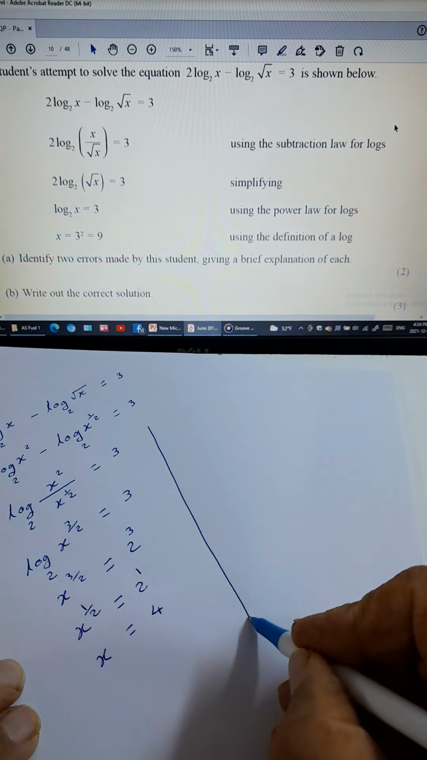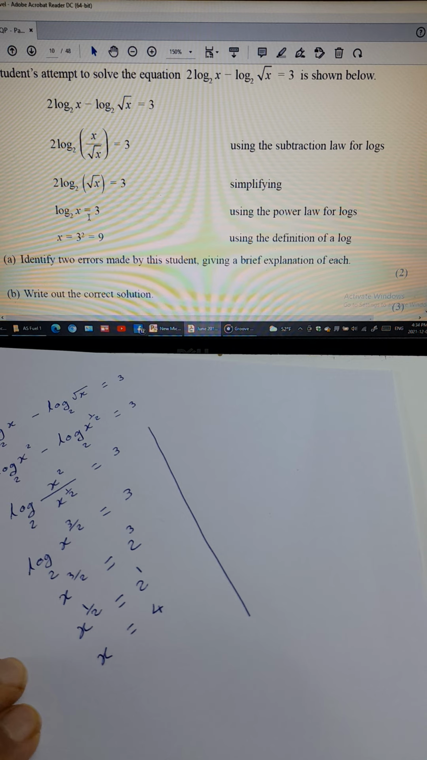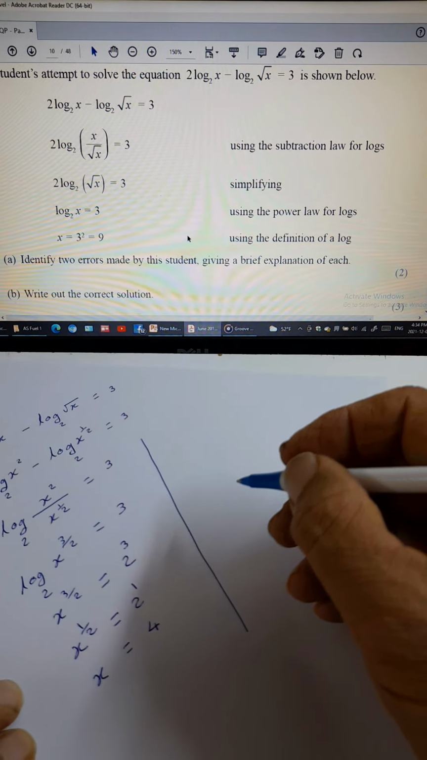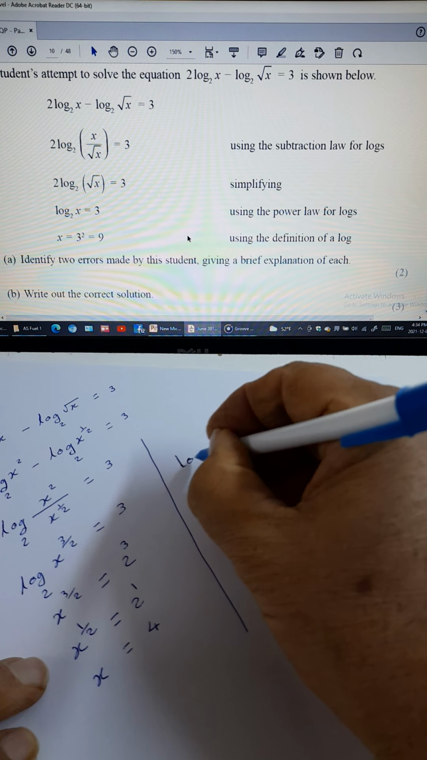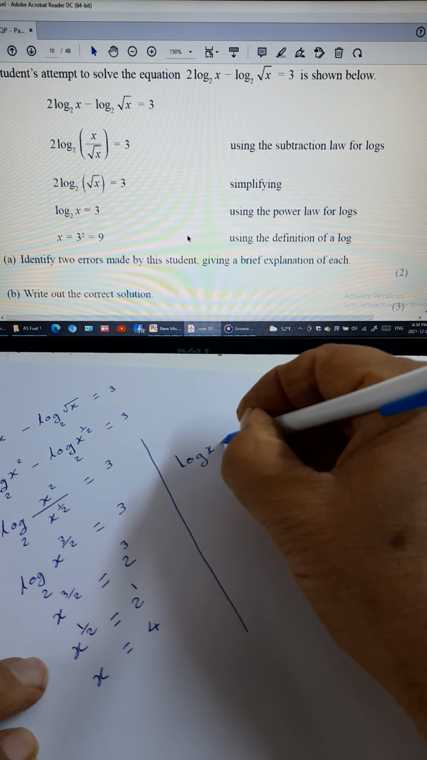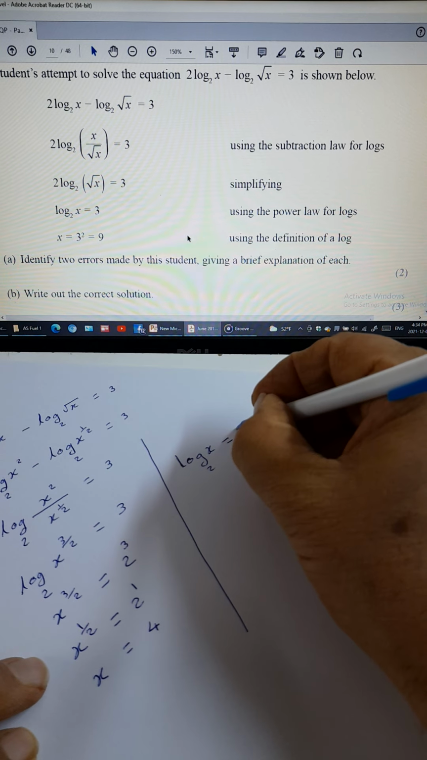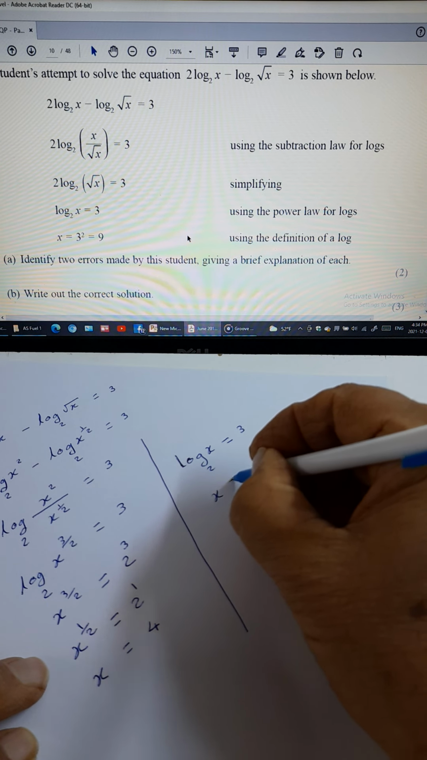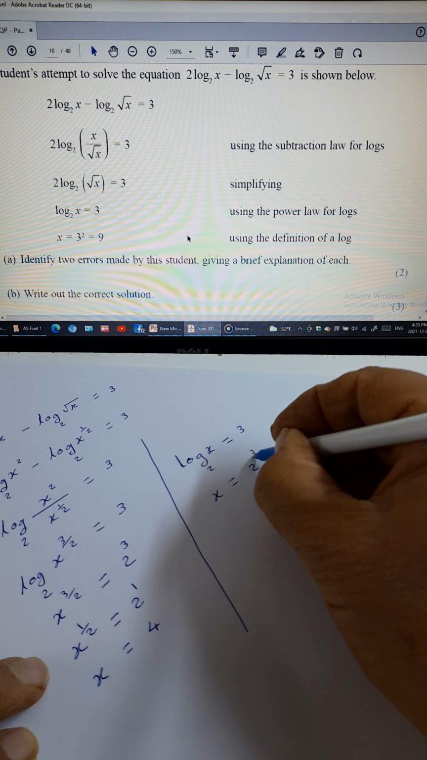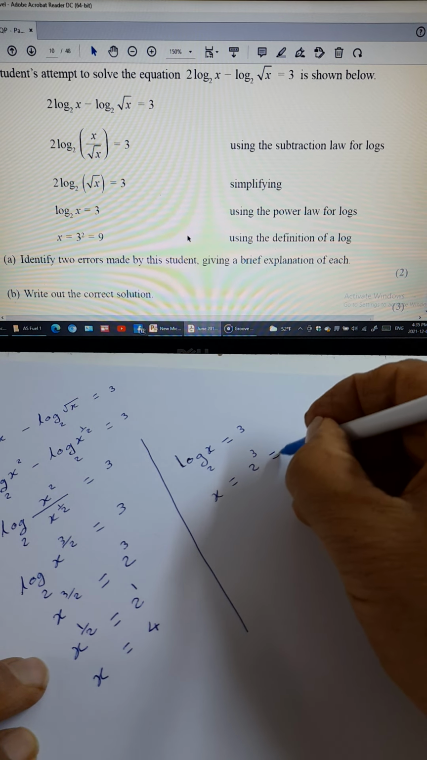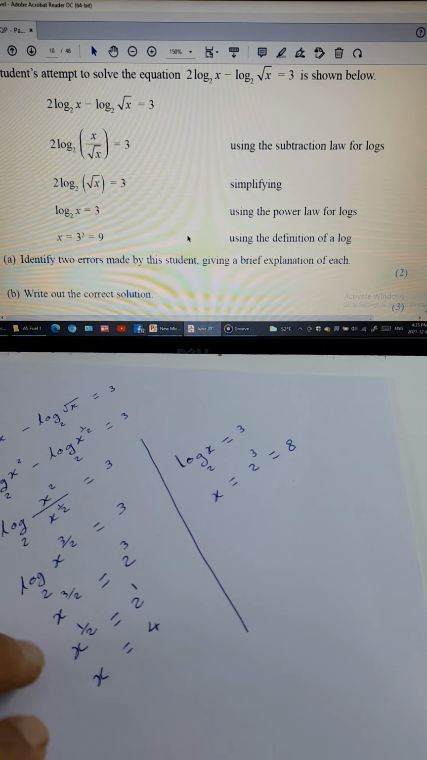There is another error in this step. Log x to base 2 equals 3, so x equals 3 squared equals 9. Now, when log x to base 2 equals 3, x equals the base 2 to power 3, which equals 8. So in this question, there are 2 errors. This is the first error here, and this is the second error here.